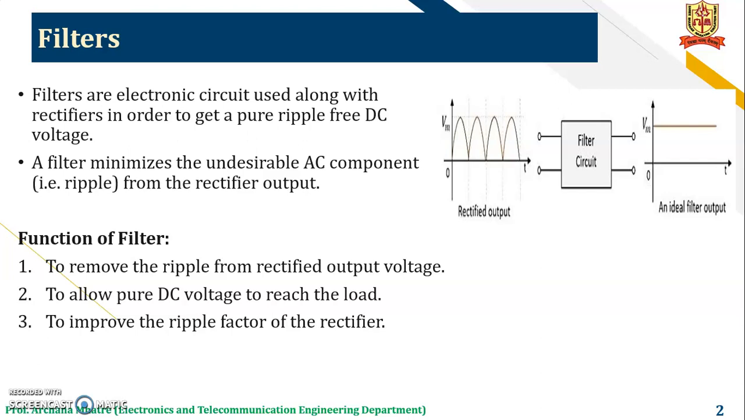Function of filter: to remove the ripple from rectified output voltage, to allow pure DC voltage to reach the load, to improve the ripple factor of the rectifier. So, filters are used to reduce noise, that is AC component, that is ripples, which are present in the rectified output. So this is the rectified output and this is the output of a filter circuit.